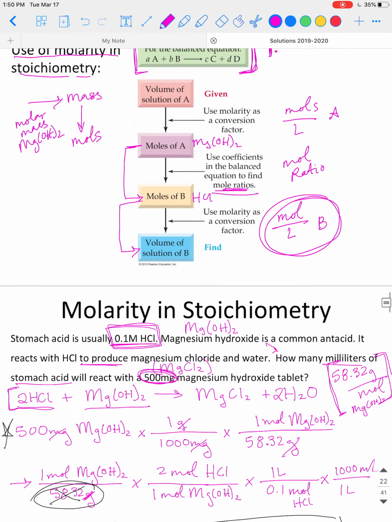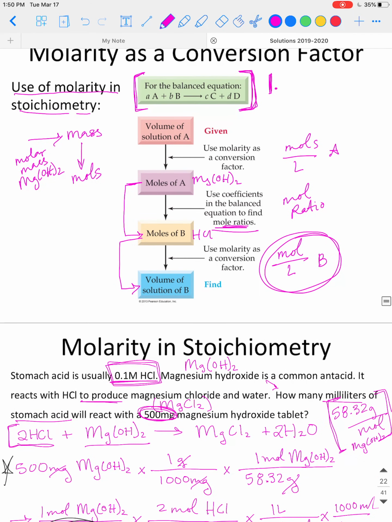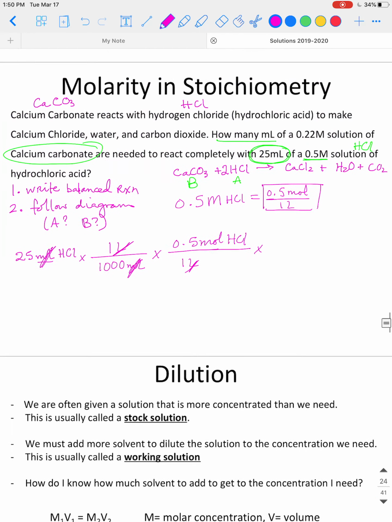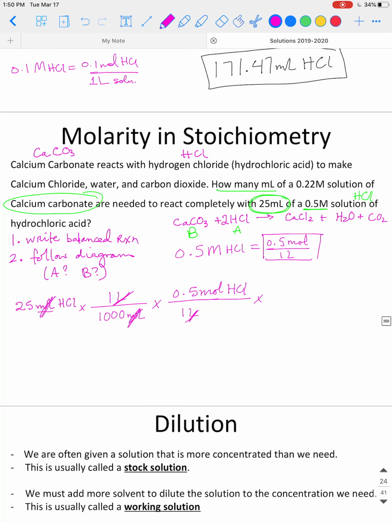Now, is it still blurry? No, not anymore. Okay, so now I have moles of HCl, and I want to go from moles of HCl to moles of calcium carbonate in this case. So we're just following this step again right here. We'll do that with a mole to mole ratio.